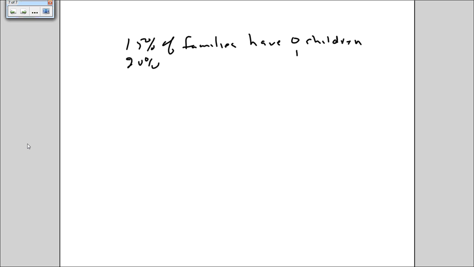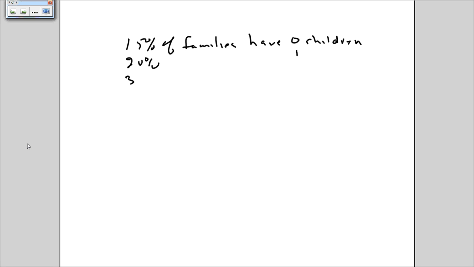At some point we'll make up a table for this one. So, in some town, 15% of families have 0 children, and 20% have 1 child.